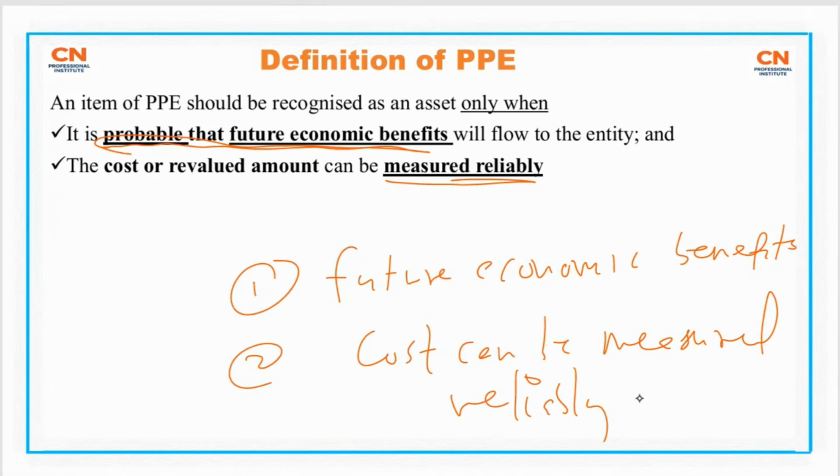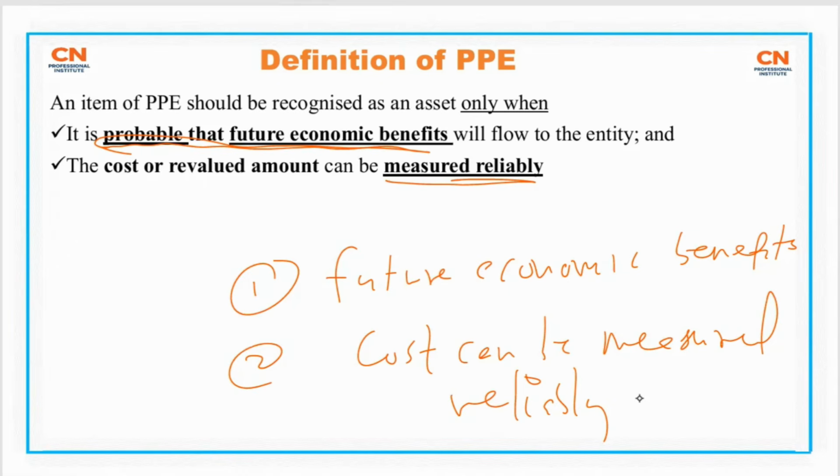So these are the recognition criteria, and these two conditions must be met for us to recognize PPE in our books. Future economic benefit associated with the PPE should flow to the entity. Then the cost should be measured reliably. So we expect to get some benefits when we use the PPE. It's expected to bring some inflows to us. Other than that, we can't say it's PPE.